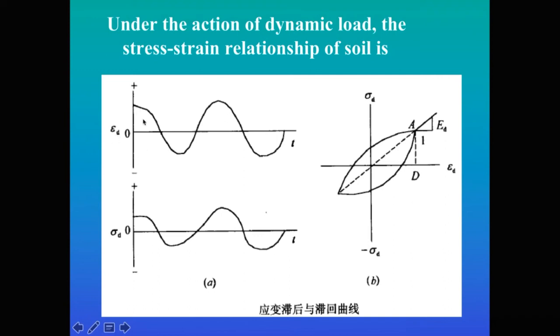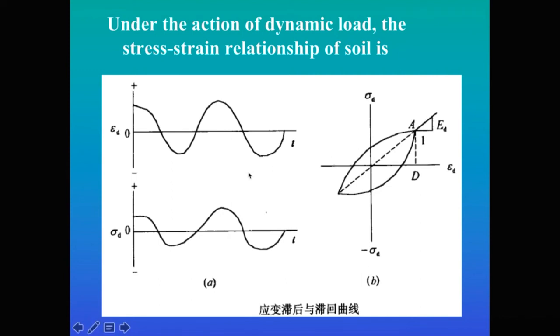You see, the upper curve is dynamic strain, but the lower curve is dynamic stress. Here, we can find that the stress and the strain are in the same phase. In the same phase. That means the angle frequencies are the same, and there's no difference of the angle.